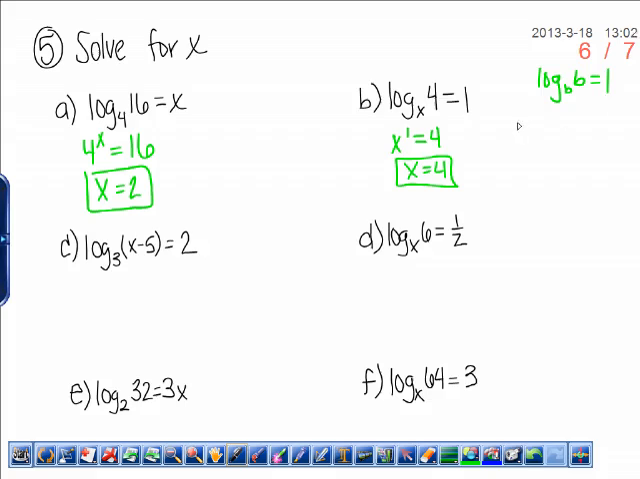All right, let's look at C. Log base 3 of x minus 5 equals 2. How do I rewrite this as an exponential? 3 squared is equal to x minus 5. All right, what is 3 squared? 9. So what does x have to be? Questions on that one?